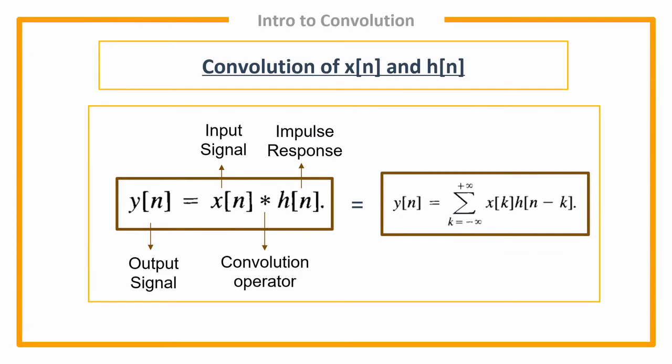Now we know the output signal of an LTI system for input signal x of n and impulse response h of n, which is given as y of n equals x of n convolved with h of n, and we have a convolution operator in between. So we can find the output signal of an LTI system for any input signal given that we have the impulse response. And y of n is given as the summation, k from minus infinity to plus infinity, x of k times h of n minus k.